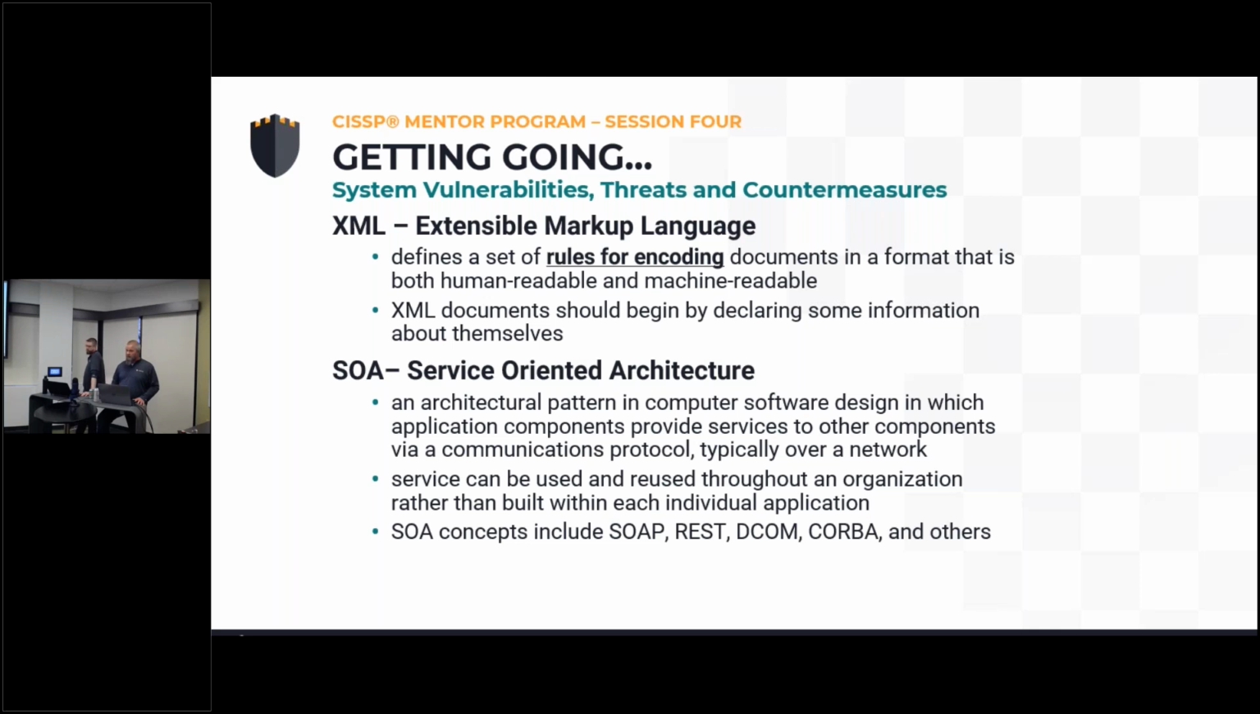DCOM is the distributed component object model, which allows Microsoft applications to communicate over the network. We're going to get to that again later when we talk about application development. Same with CORBA. CORBA is kind of the open source version of DCOM. But for now, knowing what these stand for and what they're sort of used for is fine, because we're going to come back to this again later too. So not a problem.